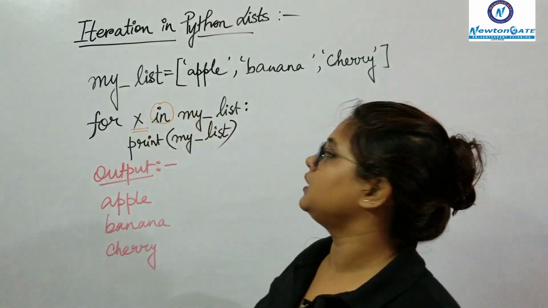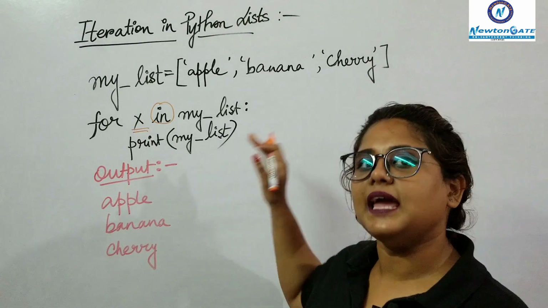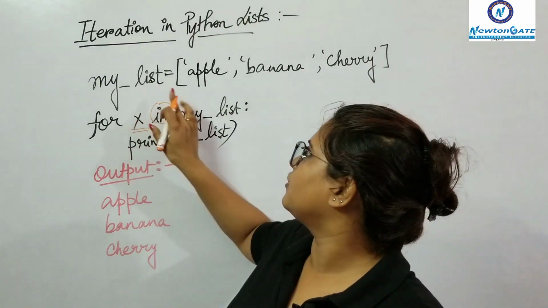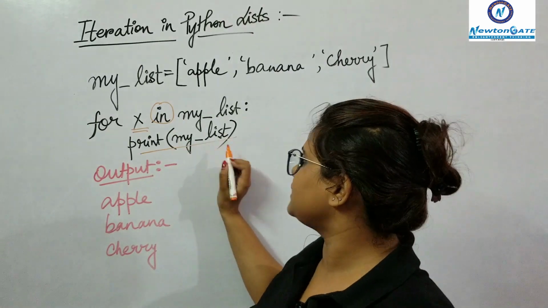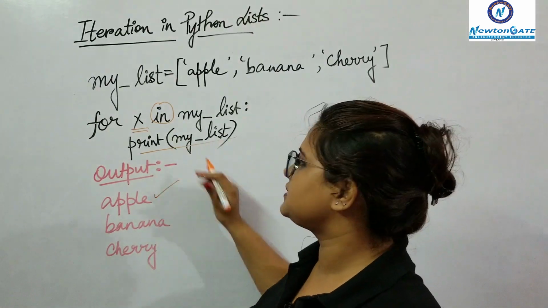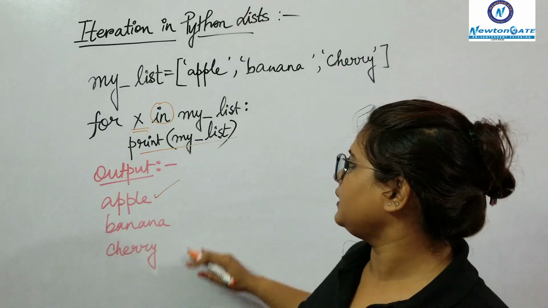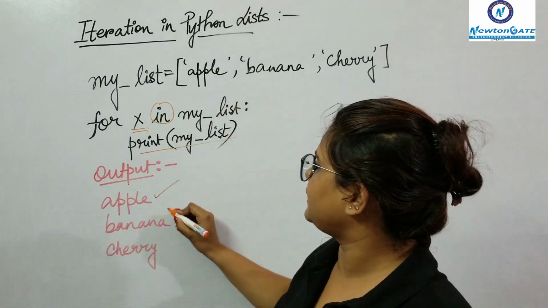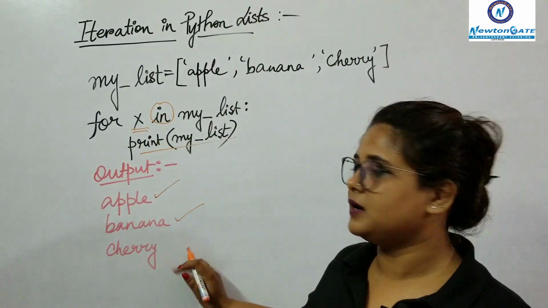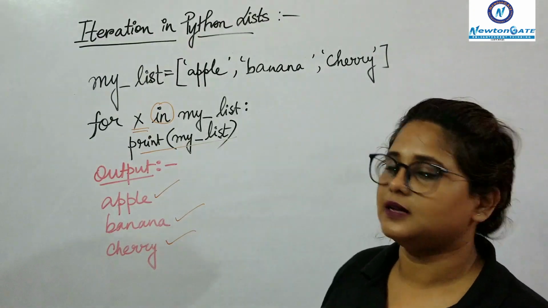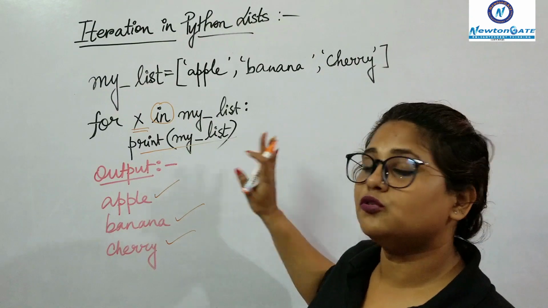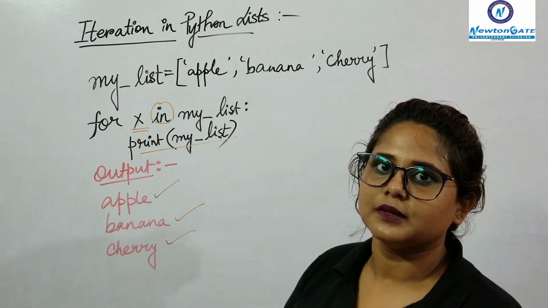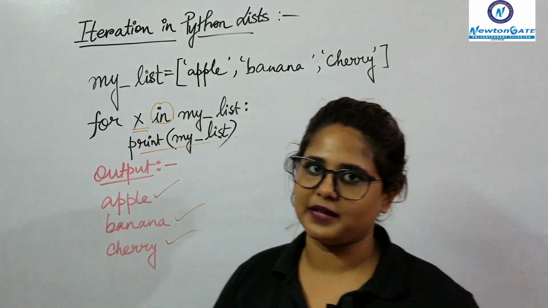In is the keyword which specifies that it is in my list. So X will traverse the whole list, and when it finds the print statement, each time it finds an element, it will print one after another. So the first time it will print apple, next time it will print banana and the third time it will print cherry. In this way, all the three elements are printed one after the other through the for loop. Okay, so this is my iteration through Python list.